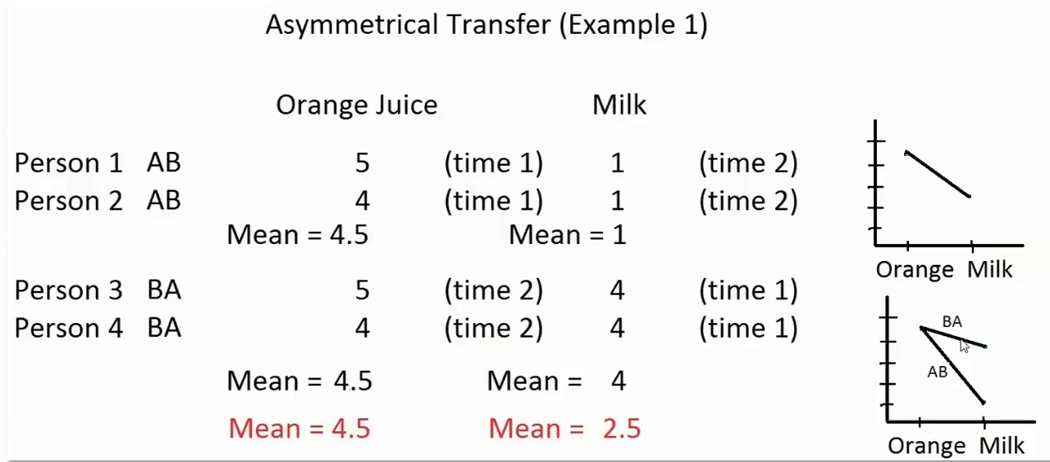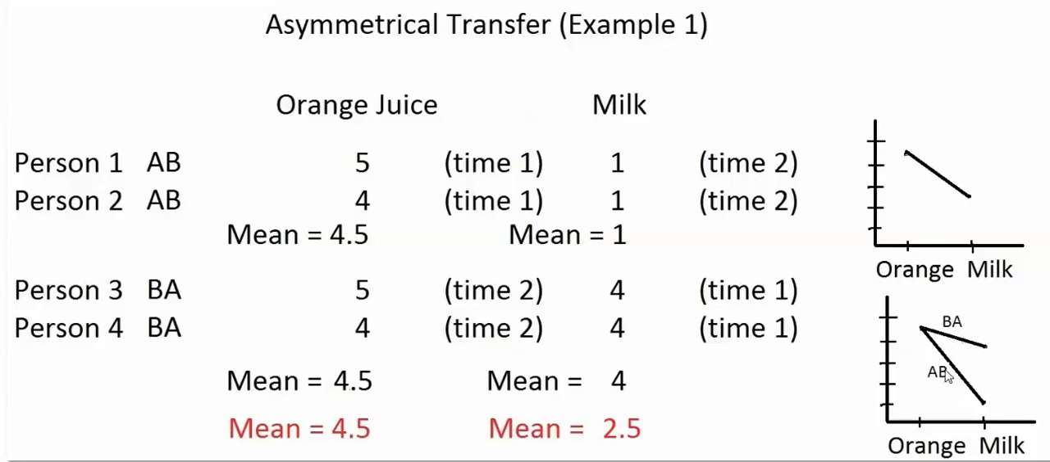So the two lines are not parallel, and we have an interaction. We have an interaction between the independent variable, which is type of drink, and the order of conditions. You can see that when the participants drank orange juice first and milk second, they rated the orange juice much more highly than the milk. But when the participants drank milk at time 1 and orange juice at time 2, they rated the two drinks about the same. That's why there isn't very much of a drop-off here.